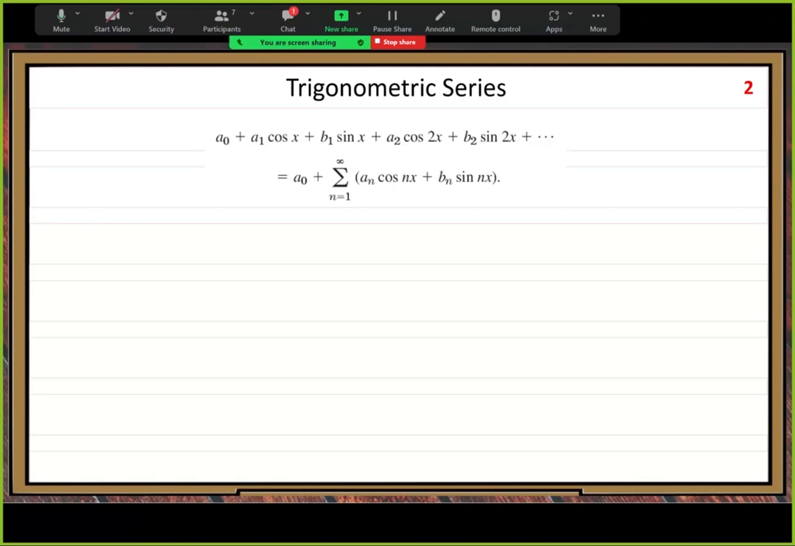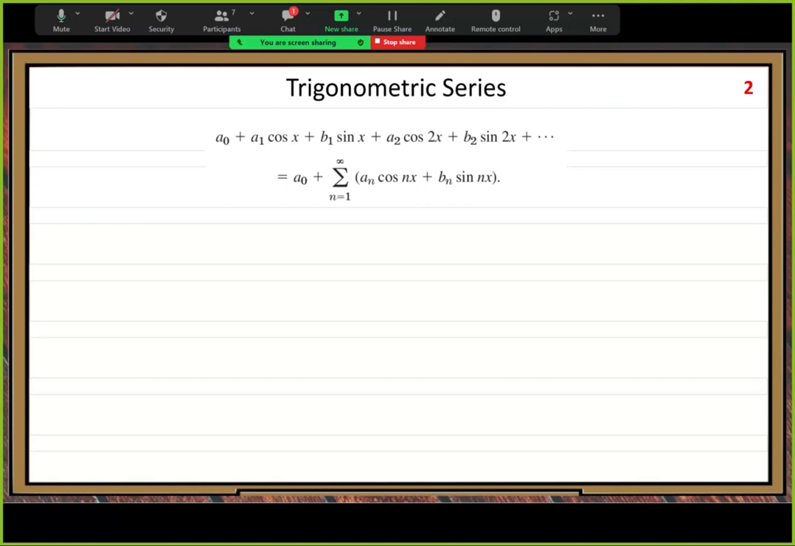Trigonometric series. We use sine, cosine, with unknown coefficients, A0, A1, and so on. This form we call a trigonometric series.